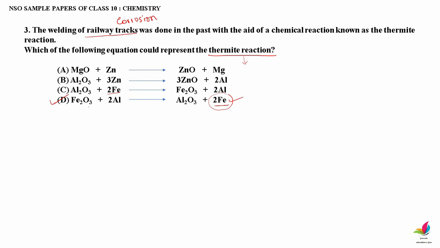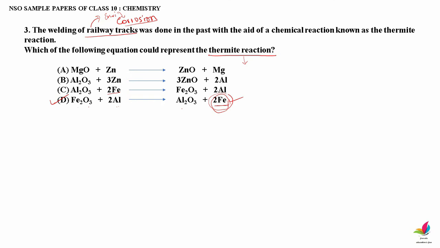The iron oxide reacts with aluminium. It's a standard reaction, you should know. Iron oxide reacts with aluminium, forming aluminium oxide and iron. Now why are they not using the free form or native form of iron directly? Because we want to eliminate corrosion. Railway tracks are more exposed to environmental conditions, so they will readily undergo corrosion. So in order to avoid this corrosion we use the thermite reaction.